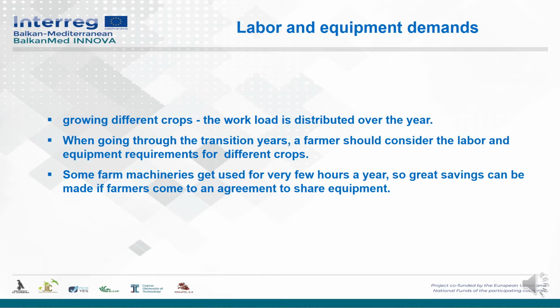Some farm machineries get used for very few hours or very few days in a year, and in this case it is important to save some money and not to buy this machine, because it is better if we find another solution. For example, farmers come to an agreement to share equipment, so they can buy one piece of equipment or one machinery which can be used by different farmers.